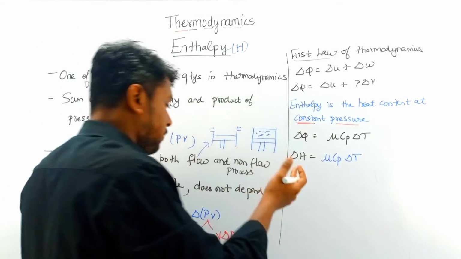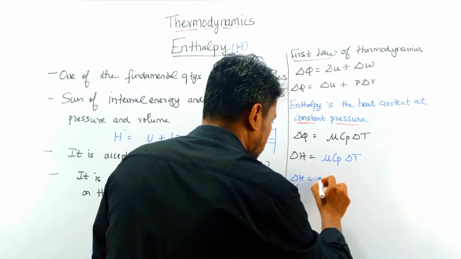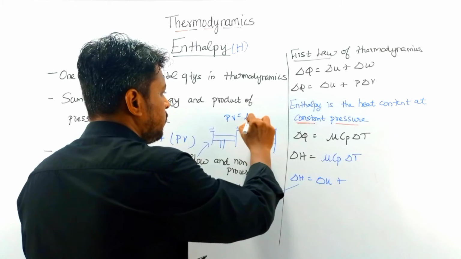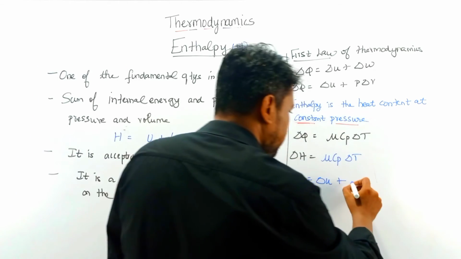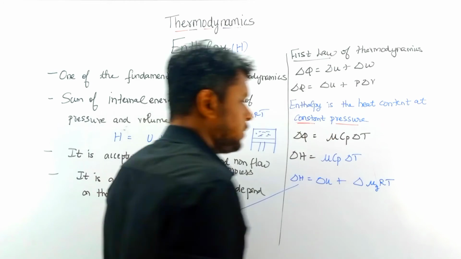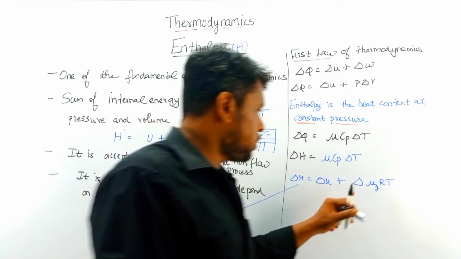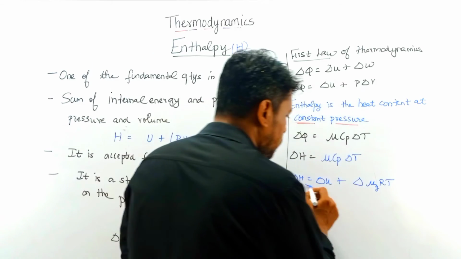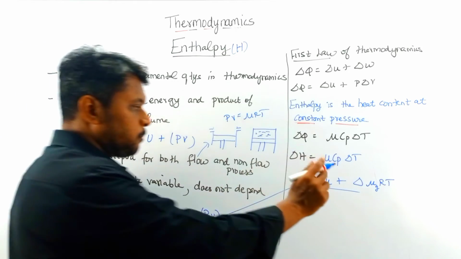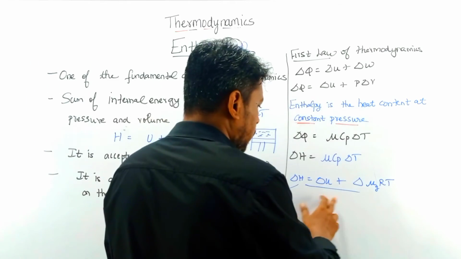And we have another form also. From the equation delta H is equal to delta U plus delta of PV, and the ideal gas equation PV is equal to mu RT, this can be written as delta of mu RT. That can be considered only for gas. So I'm writing delta mu g RT. These equations will be useful for you to solve problems. So delta H is equal to delta U plus delta mu g RT.